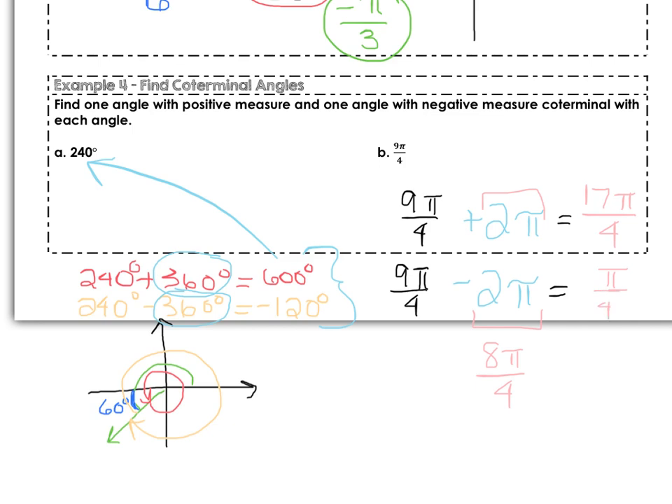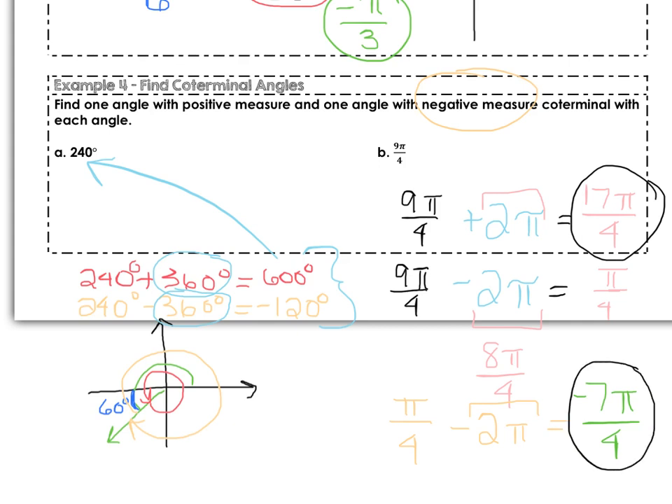And the question did ask for me to end up with one positive and one negative measure. Because that did not give me a negative measure, I need to subtract 2 pi again, aka subtract 8 pi over 4 again from pi over 4. Okay, so now we have pi over 4 minus 8 pi over 4, getting me negative 7 pi over 4. Okay, so our angles that are coterminal with 9 pi over 4 are 17 pi over 4 and negative 7 pi over 4. But please notice that pi over 4 is also coterminal with this angle. I'm sorry, let me clarify. It's coterminal with this radian measure.